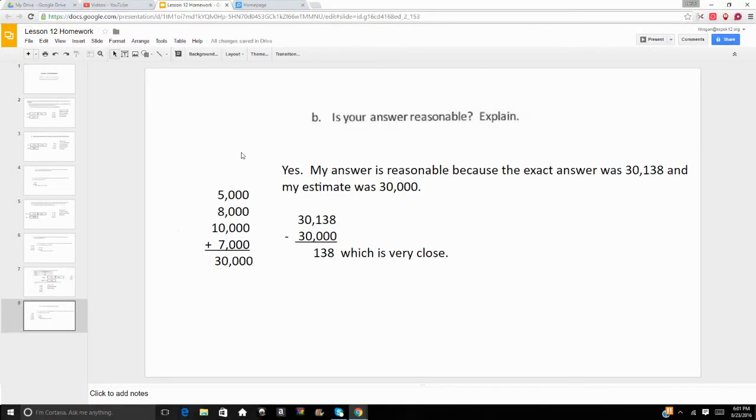So we are done with addition for now, and we are going to move into subtraction. But you've been doing subtraction, so no worries. We will all get there and do well.